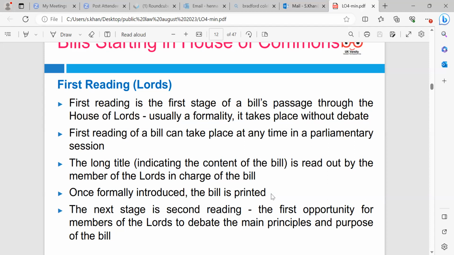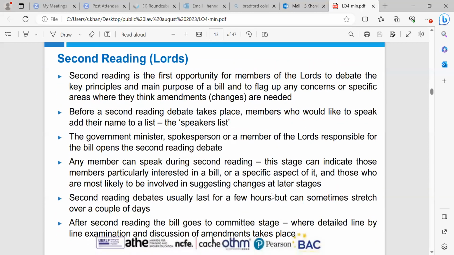The next stage is the second reading. It's the first opportunity for members of the Lords to debate the main principles and purpose. Second reading is the first opportunity for members of the Lords to speak and debate the key principles and the main purpose of the bill, and to flag up any concerns or specific areas where they think there should be any amendments or changes made. The government minister, spokesperson or member of the Lords responsible for the bill, opens the second reading debate.